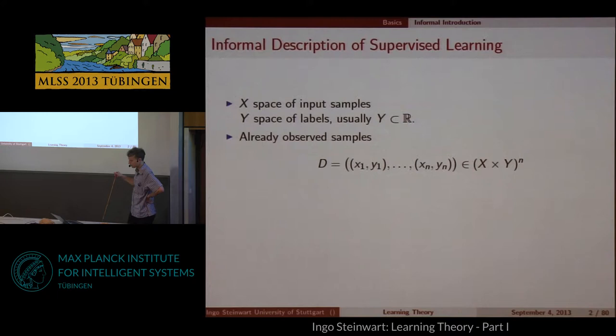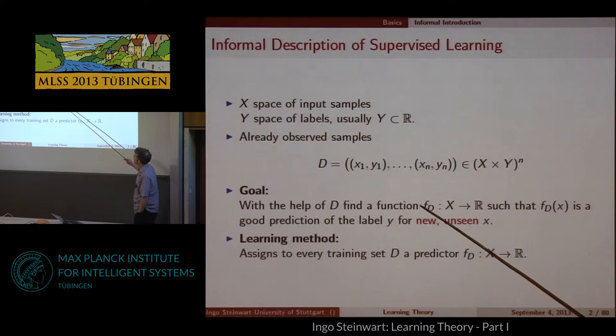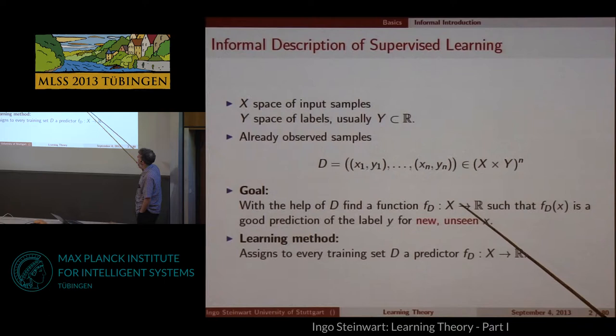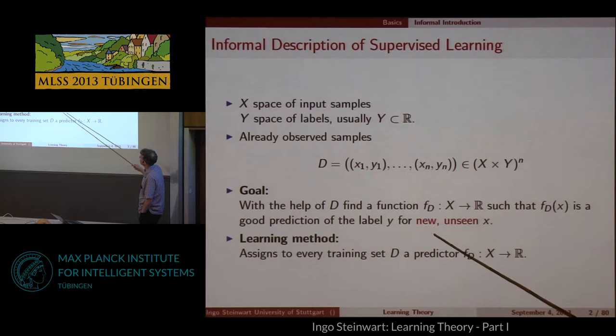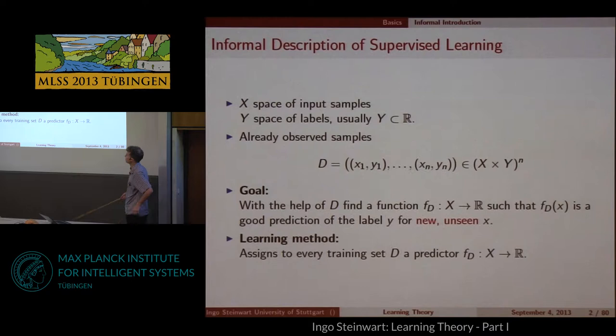As I already mentioned, we like to learn from this data D. Learning means that we try to find a function f from the inputs to the outputs. Outputs are, here in this talk, always elements of the real numbers, such that this function we try to find estimates or predicts the output y for new unseen x in a good way. What good means is one of the things we have to develop in the next couple of slides. For now, I just like to say that a learning method is something, usually an algorithm, that constructs to every data set D such a predictor. Whether this predictor is good or not doesn't really matter. It's just something which constructs to every data set a predictor.